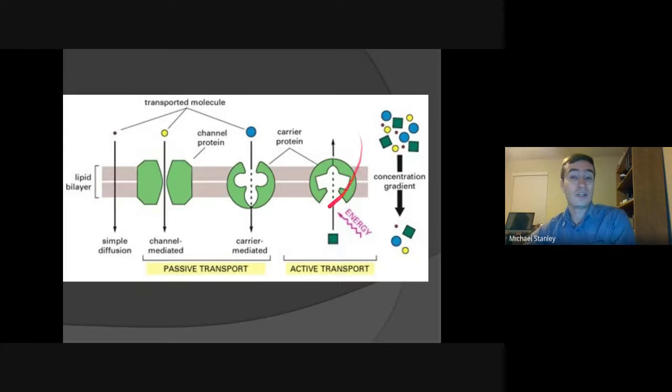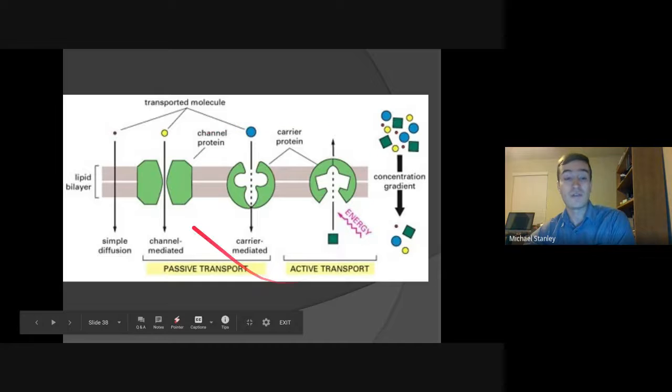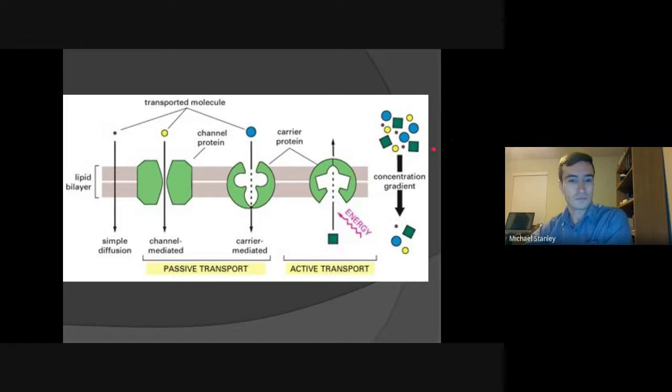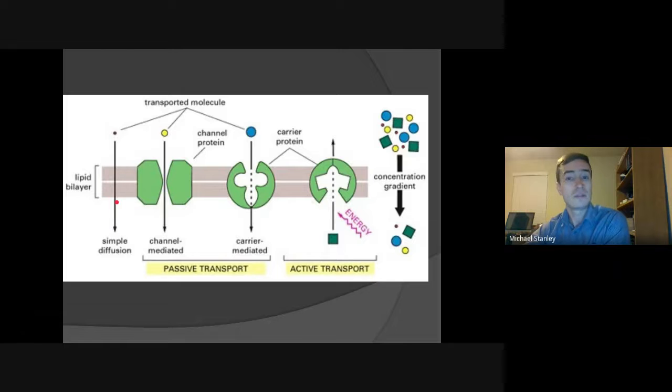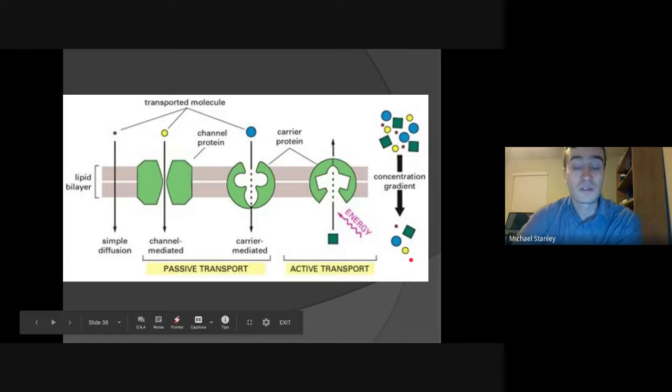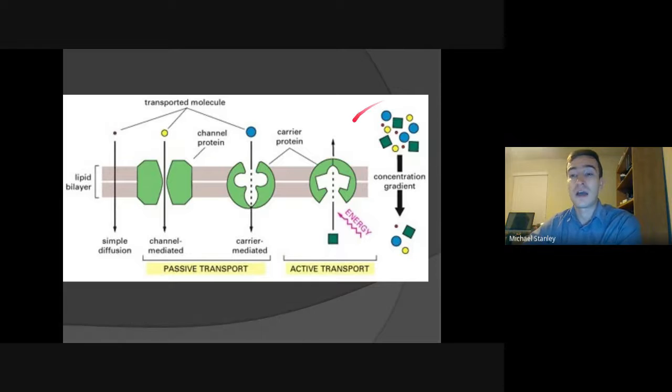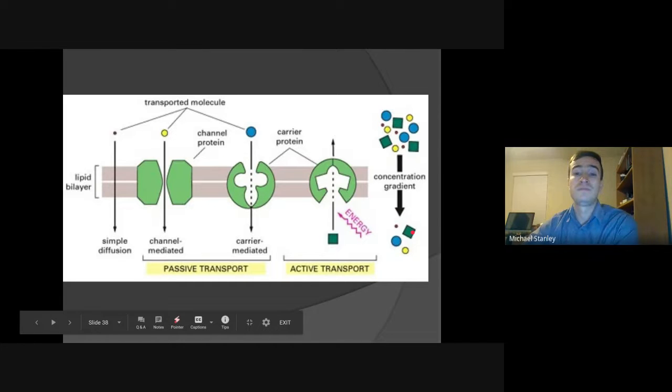All right, so here I really like this slide because it's a nice summary of everything that we've talked about so far. Across our cell membrane here, we have a high concentration of particles on the outside and a low concentration of particles on the inside. Or I guess you can't really tell inside, outside. But we have high on the top and low on the bottom.